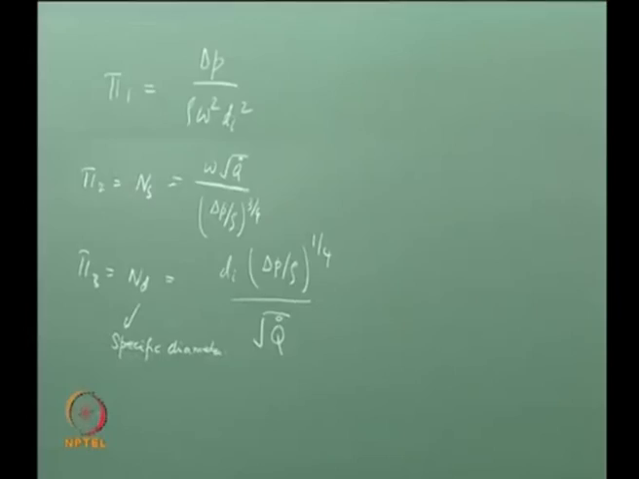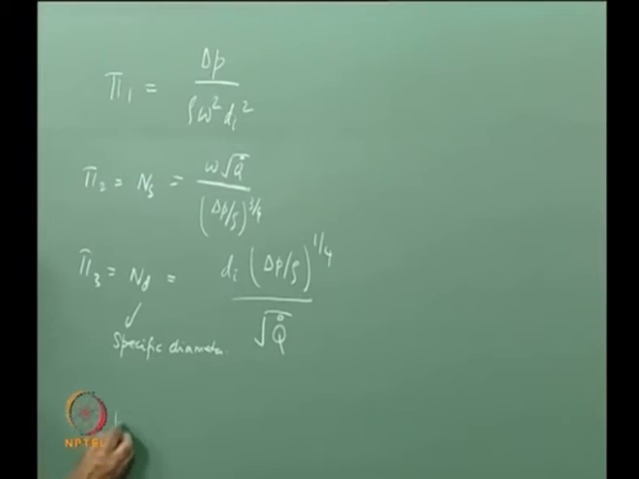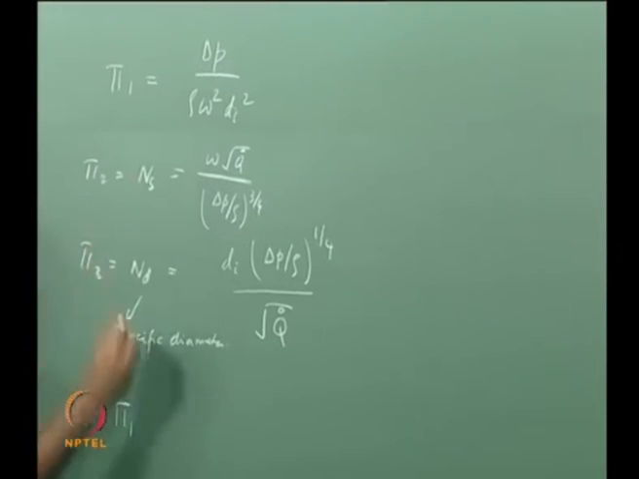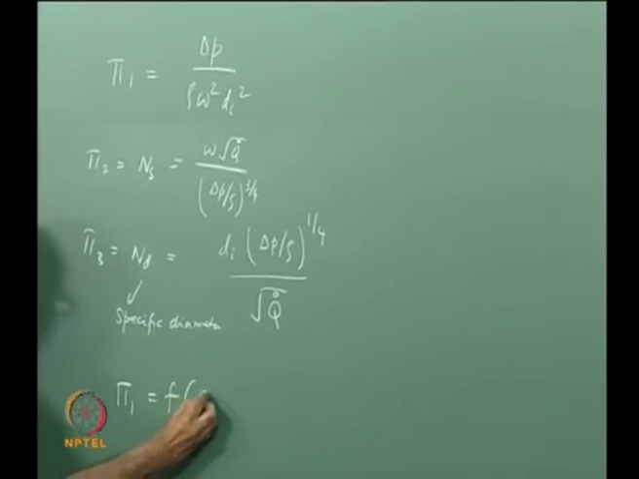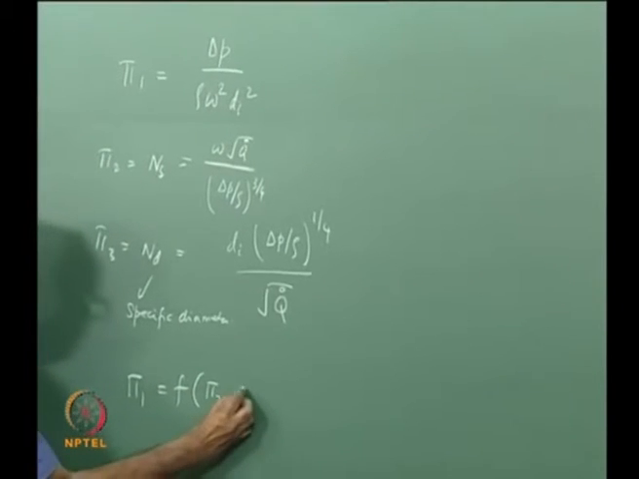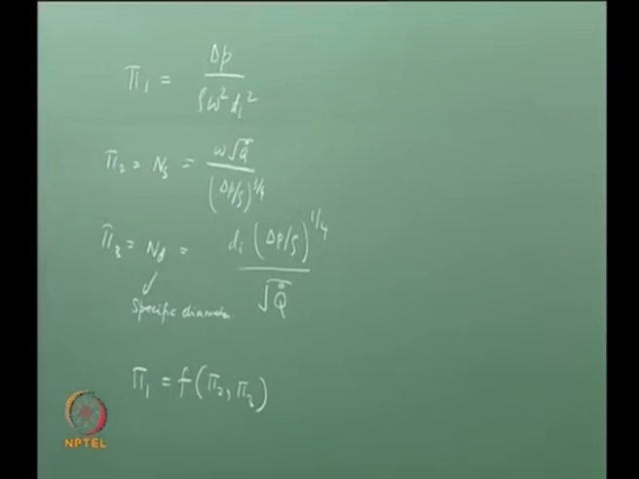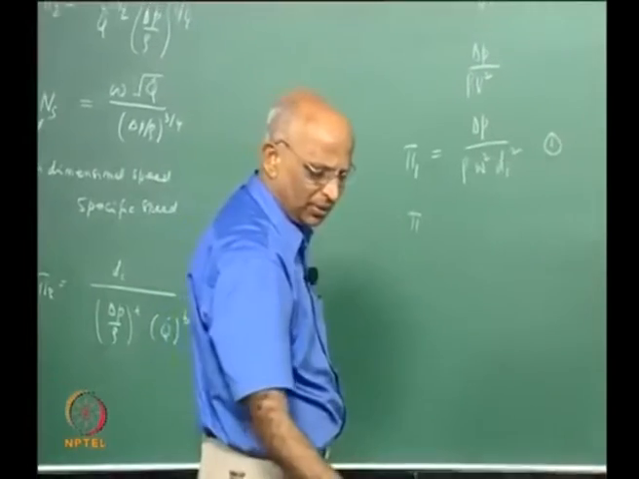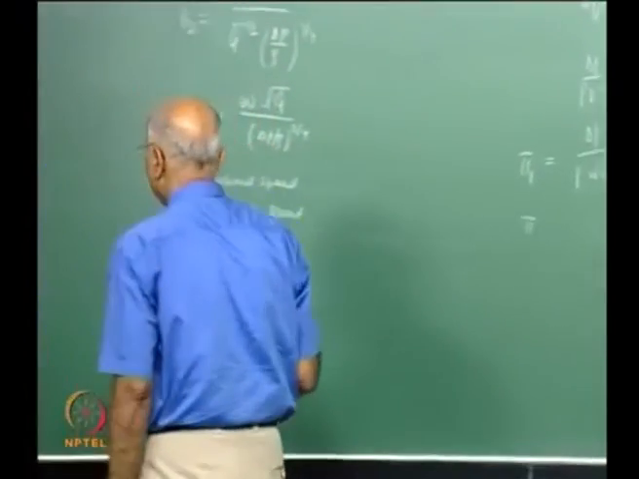And the performance of the pump can be expressed as pi 1, which is this parameter, as a function of the specific speed and the specific diameter, and this is how we non-dimensionalize the parameter. But why did we non-dimensionalize it? Let us take one of the non-dimensional parameters and see what is the impact and why we are doing all this.